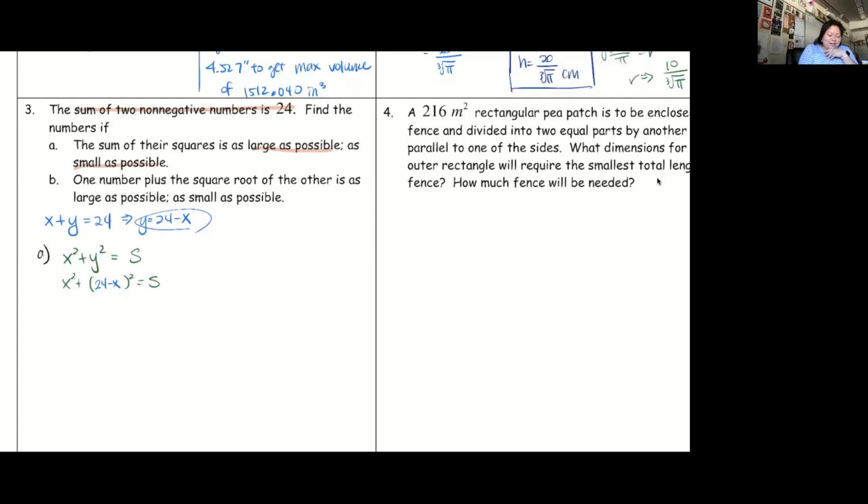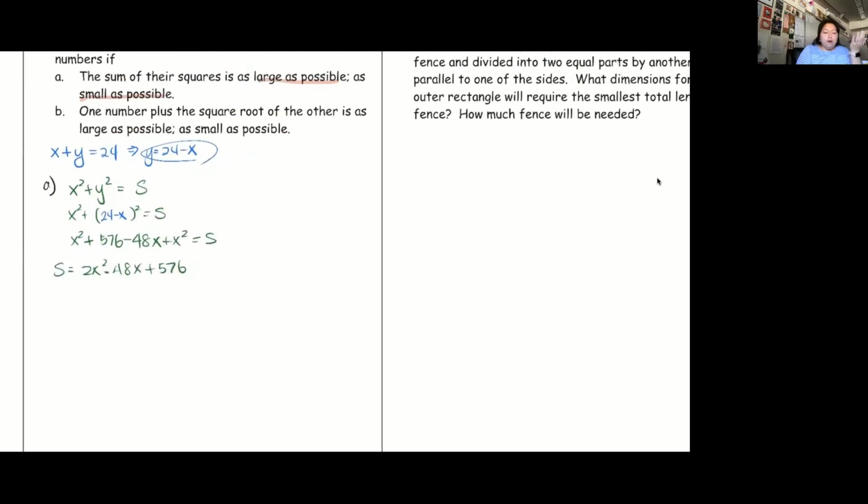All right. I am going to go ahead and multiply this out. I get x squared plus 24 squared is 576. And then don't forget you have a minus 48x as a middle term. And you still have your plus x squared. So your sum function, S of x, is equal to 2x squared minus 48x plus 576. And this is where you need to take S prime, because you're trying to find as big or as small as possible. You're trying to find the max or min of this sum. So S prime equals 4x minus 48. You set it equal to 0. And you solve. And you get 12.